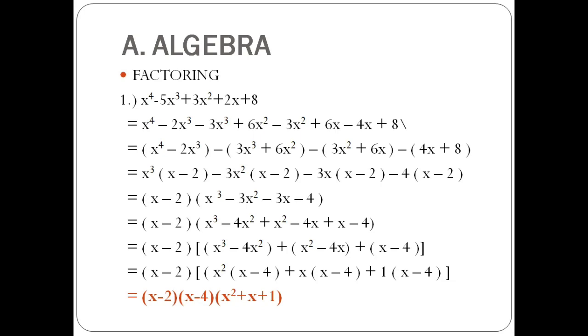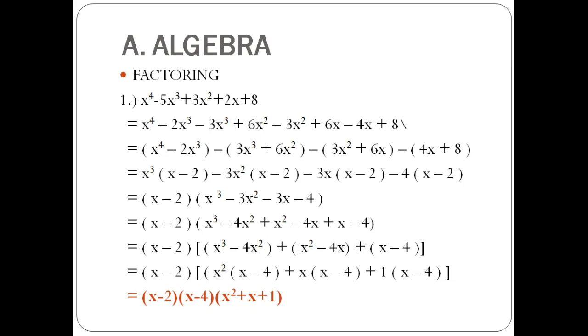minus 2) minus 3x (x minus 2) minus 4 (x minus 2). The x cubed, negative 3x squared, negative 3x, and negative 4 are common factors while x minus 2 is the common binomial factor. So we need to factor out x minus 2 from the expression. So it will become (x minus 2)(x cubed minus 3x squared minus 3x minus 4).